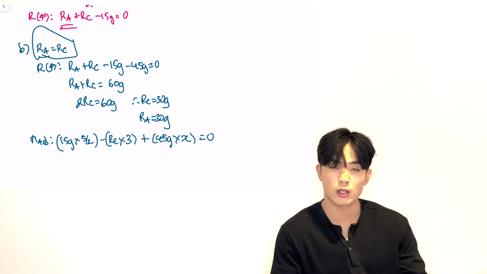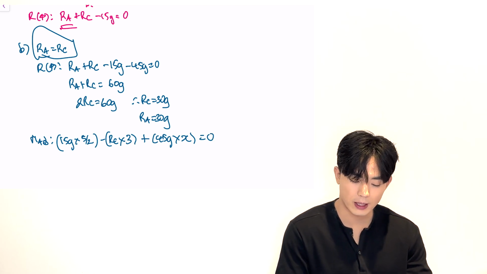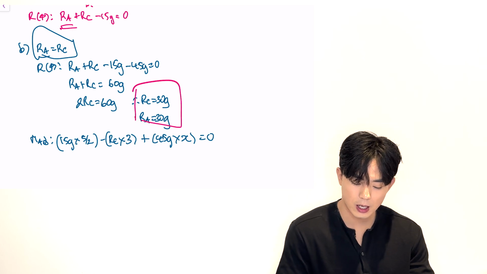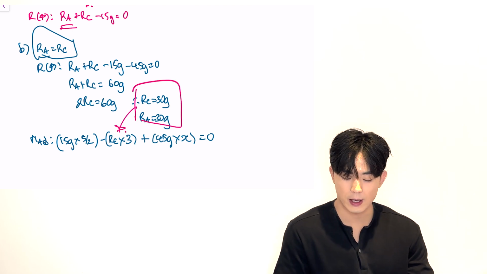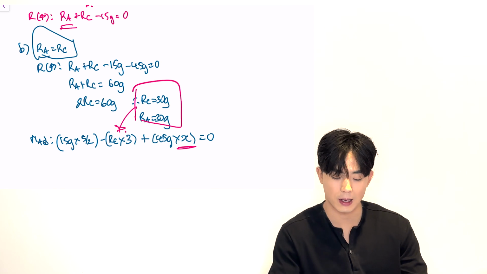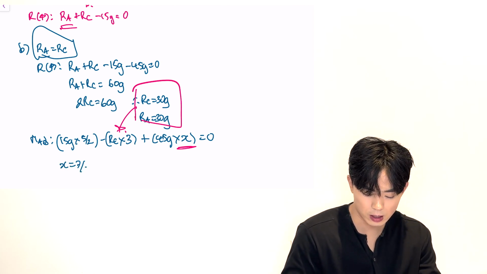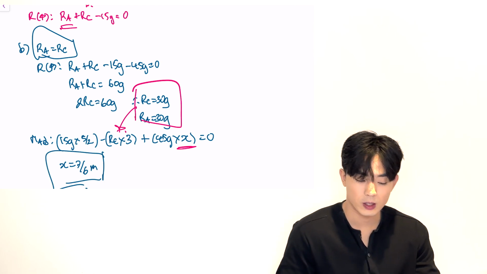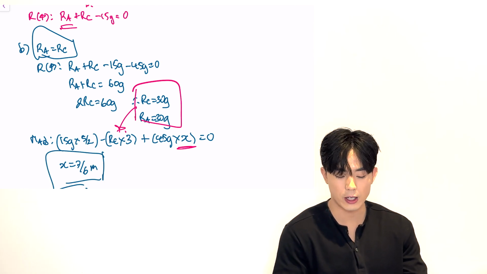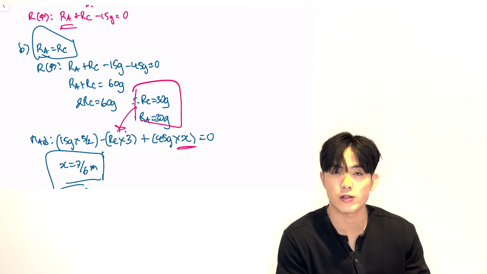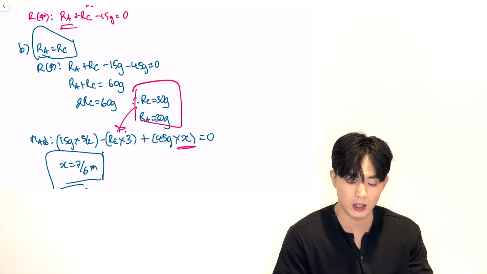Now this is where what we worked out earlier comes in handy, right? Because we worked out that RC is 30G, which I can plug into this equation here. And now we only have one unknown like before, which I can rearrange, and X will give you 7/6 meters like so. So that's how we use the additional information they're giving us, that the two reaction forces are the same, to find this answer.